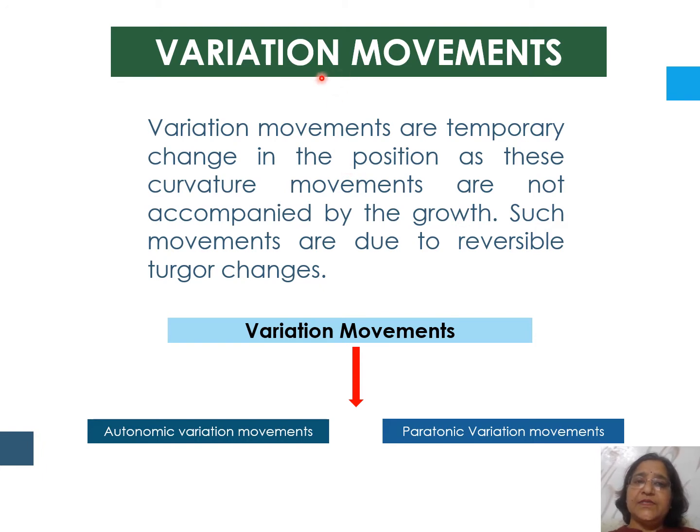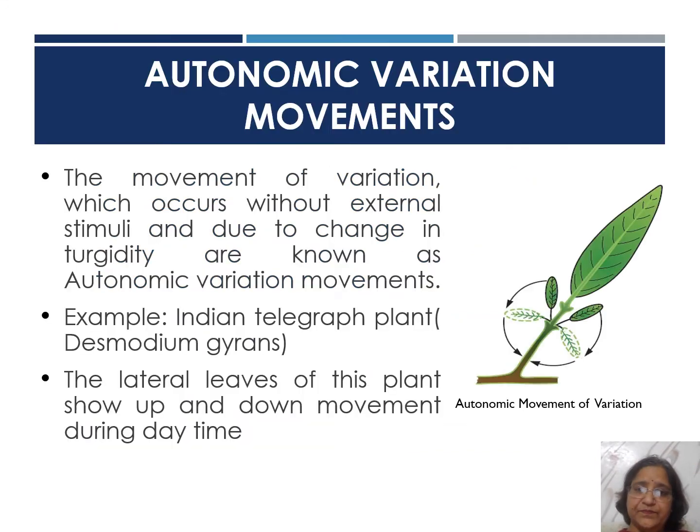Now we will take firstly the variation movements. They are temporary changes in the position, as the curvature movements are not accompanied by growth. Such movements are due to reversible turgor change. Sometimes it is more turgid, other times it is flaccid, and this movement is because of the change in the turgidity. Variation movements are further of two types, autonomic variation movements and paratonic variation movements.